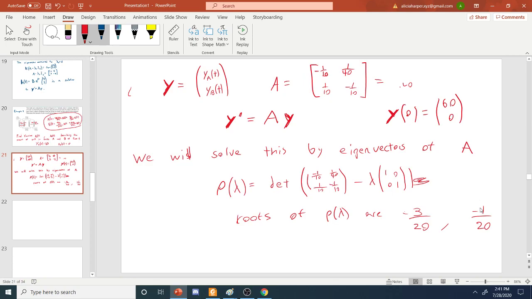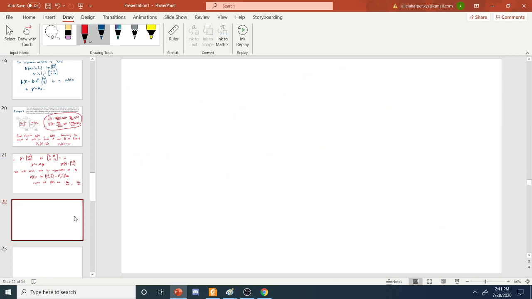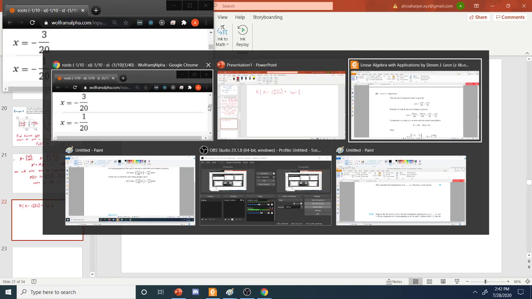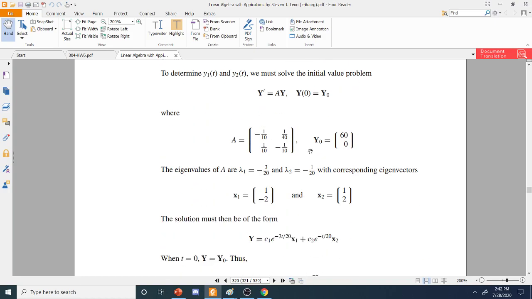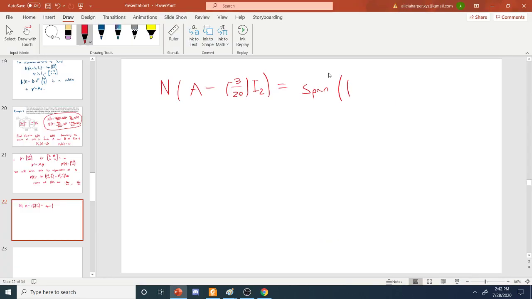So now what we would need to do is we would need to find the null space of A minus, say, negative 3 over 20 times I2. Now, this would be a kind of annoying row reduction calculation, so let's just see what the answer is. Well, the answer is, it is the span of the vector 1 and negative 2.